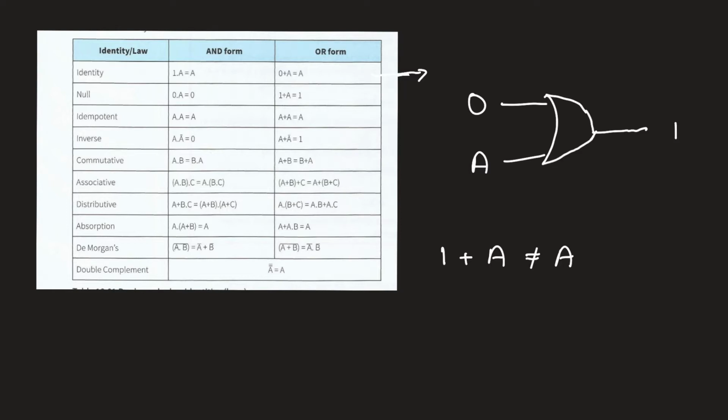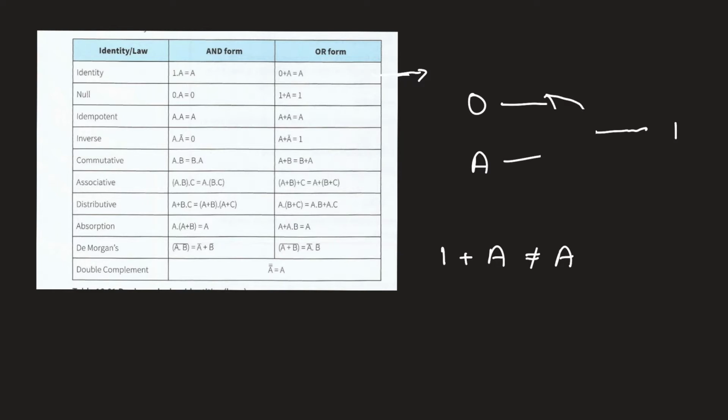Then let's move on to the next one, the null law. If we process an input of 0 and a, so if even one of our inputs in an AND gate is 0, the output will be 0. That's what the null law for the AND form means. And in an OR gate, if even one of our inputs is 1, the output will be 1 anyways. So that's the null law done.